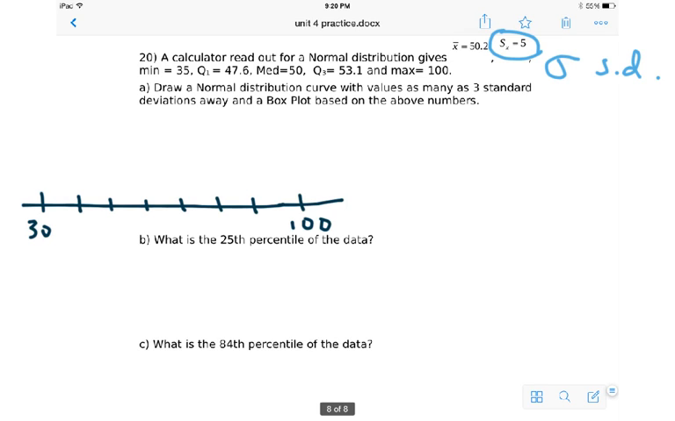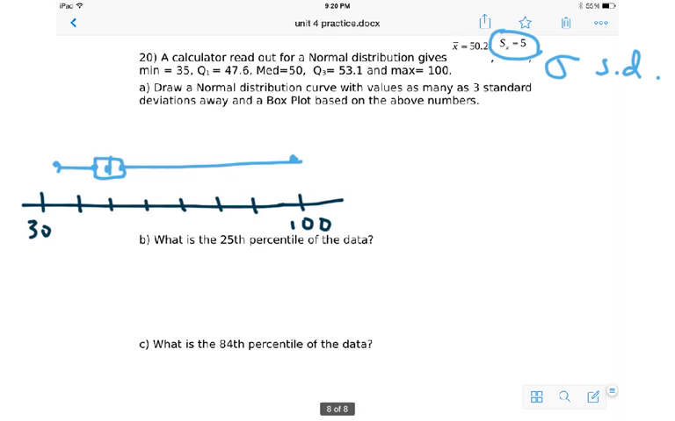I'm going to start putting my dots on here. When we make our box plot, I'm going to put a dot at the minimum, a dot at the maximum, a dot at quartile 1, so 47.6 is probably about here. The median is 50, which is right next to it, and quartile 3 is 53.1, which is here. So little boxes very close to each other.